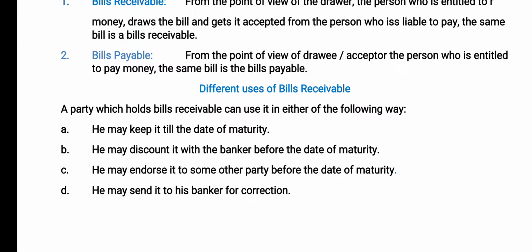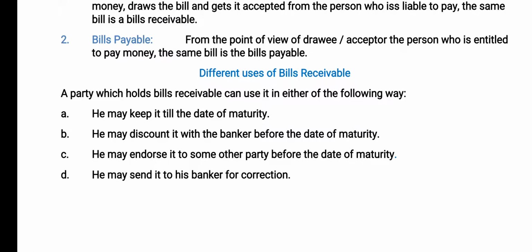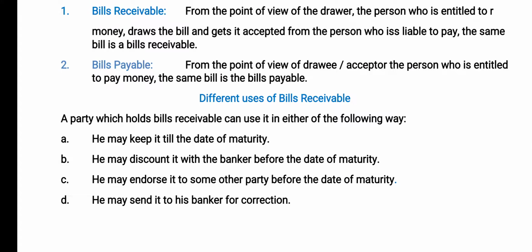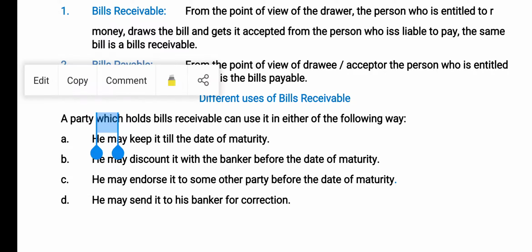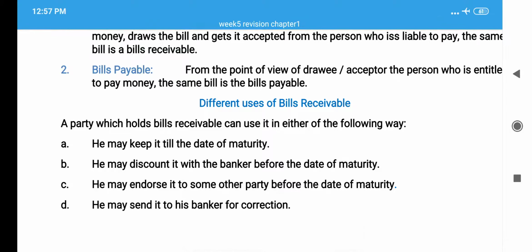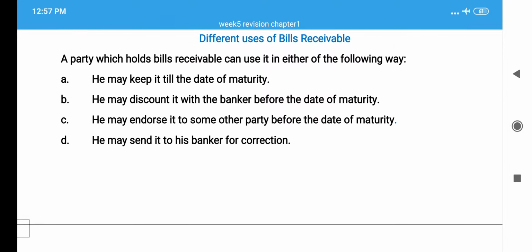He may discount it with the banker before the date of maturity, or he can go to the bank and get it discounted by the bank. He may endorse it to some other party before the date of maturity, or he can give that bill to some other party so that he can receive the money before the due date. He may send it to his banker for collection. So these are the four cases on which we will do the practical questions for bills of exchange.